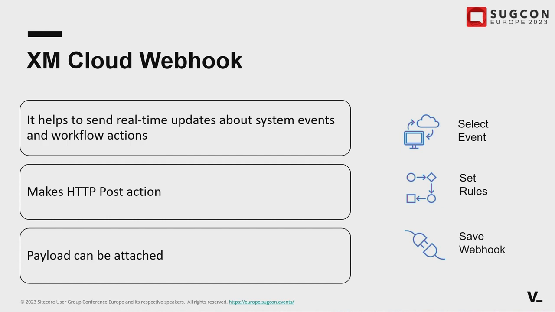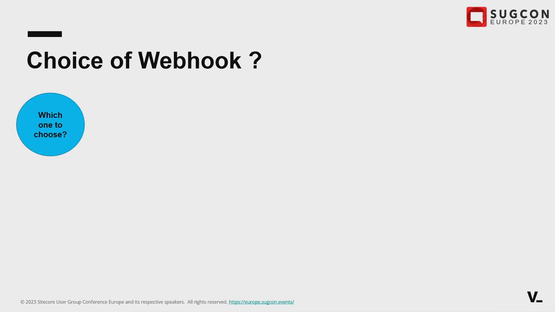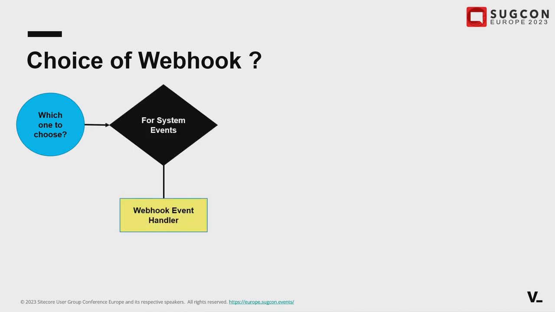Now as a developer, do I have choices in choosing the XM Cloud webhooks based on our needs? The answer is yes. The XM Cloud out of the box offers three different types of webhooks. If I have a scenario where I need to make certain API calls whenever certain system events occur within the system, then we will be using the webhook of type webhook event handler.